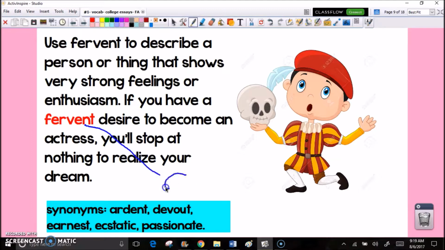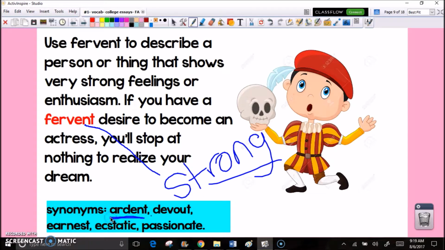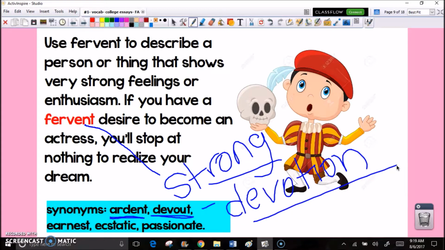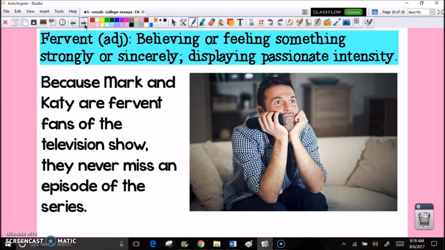So you could also think of fervent as being strong. But some other synonyms are someone who is ardent, someone who is devout, that's where the word devotion is related to. When you're devoted to something, you're very attached to it. Earnest, ecstatic, that's a lot of excitement, or passionate. That's a really good synonym. Somebody who's fervent definitely has passion for what they're doing. So when you're fervent, you believe or feel something strongly or sincerely. You display a lot of passionate intensity. Because Mark and Katie are fervent fans of the television show, they never miss an episode of the series. They are strong or passionate fans, fervent fans.